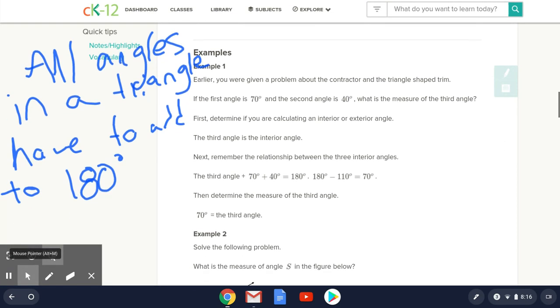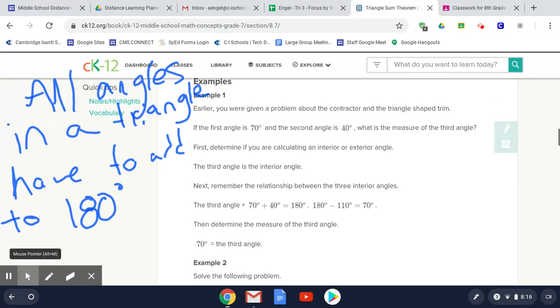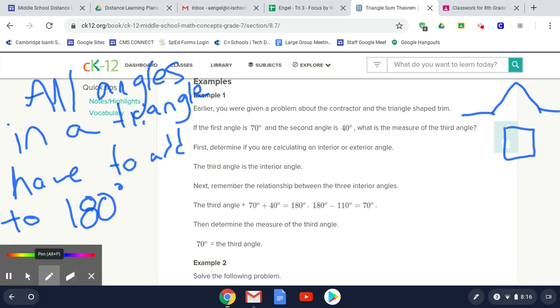So let's look at example 1. Earlier, we were given a problem about a contractor and the triangle-shaped trim. Remember, he was making a house, and above the door it had a little awning. So we found out that the first angle right here was 70 degrees. Second angle was 40 degrees. We need to figure out what this angle is right there, right? We know that all triangles have to add up to 180 degrees. So let's find how many more degrees we need to make a triangle.